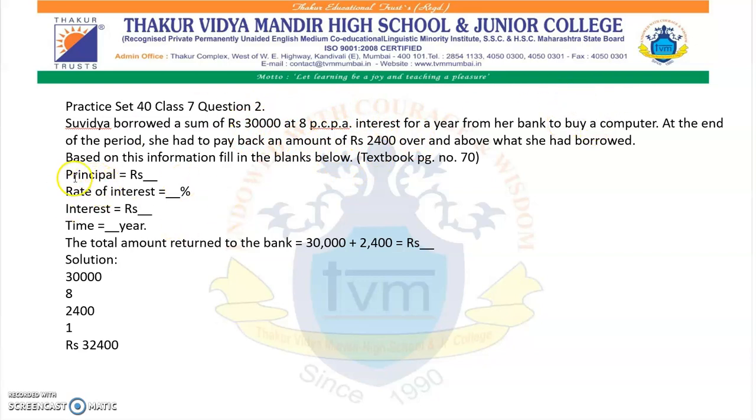I will give you some clues. Principal: what is borrowed, or withdrawn, or deposited, or lent to someone, is called the principal. So 30,000 will be the principal. Rate is written in percent per annum, so 8 is the rate of interest. Now, it was written that she paid back an amount of 2,400 over what she borrowed, so it is the interest. And the time was given there for a period of one year. We will see what time period is given, then we will write down the time here.